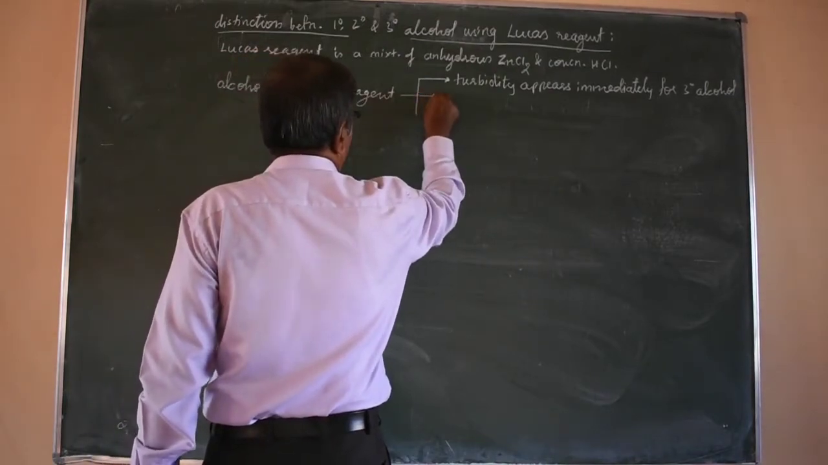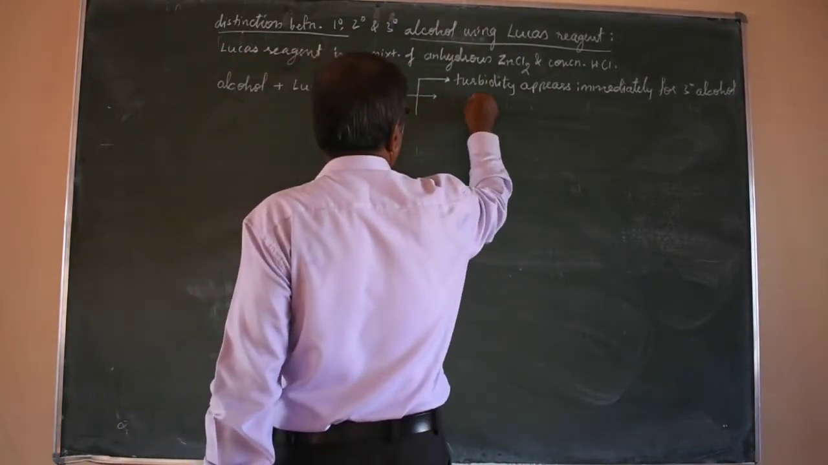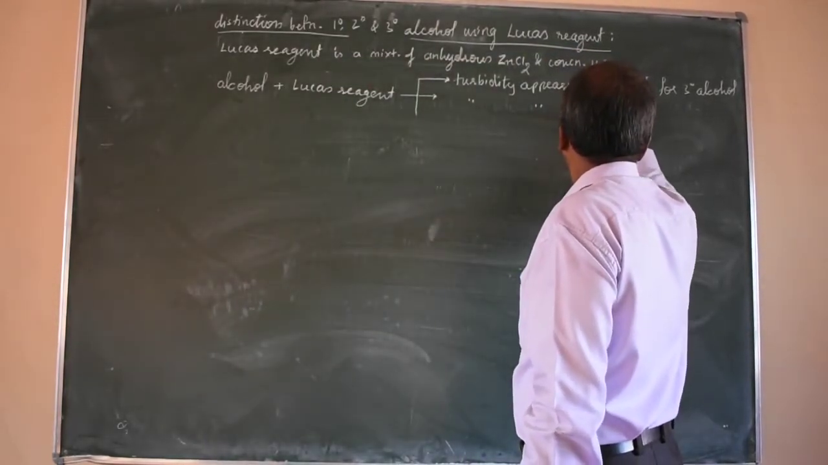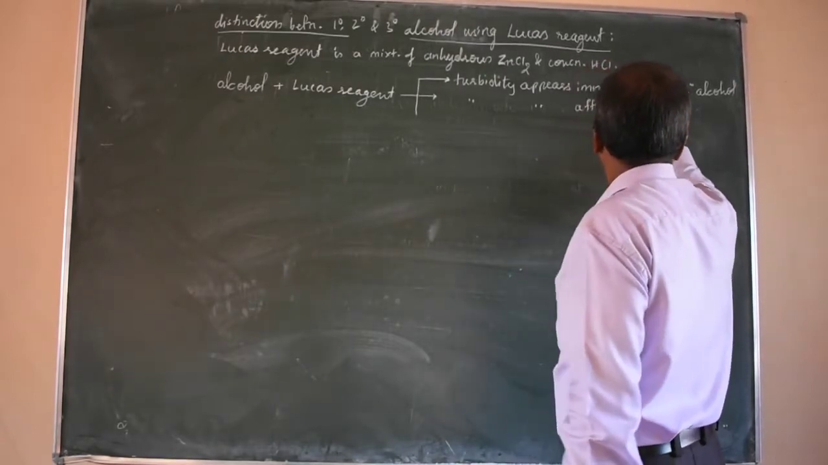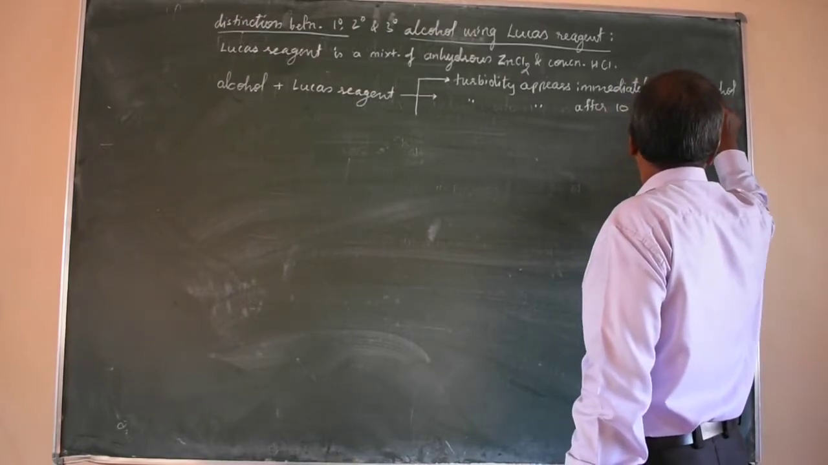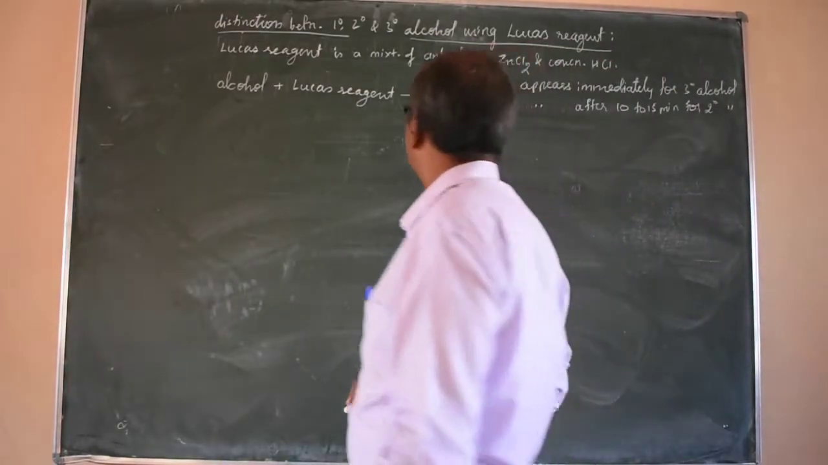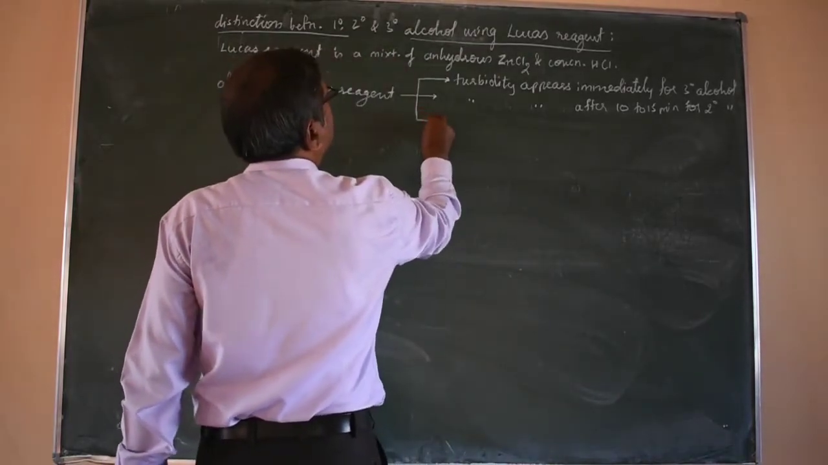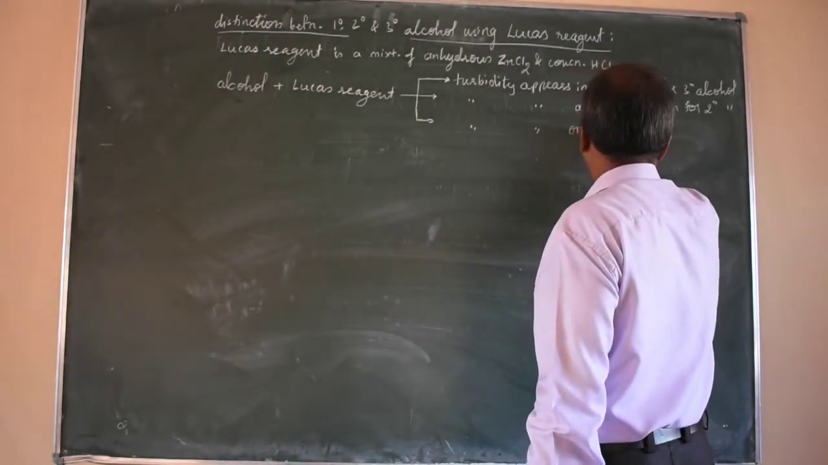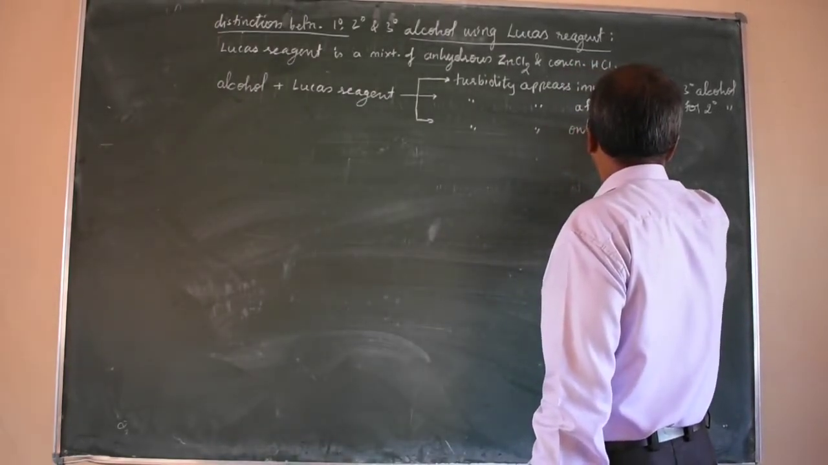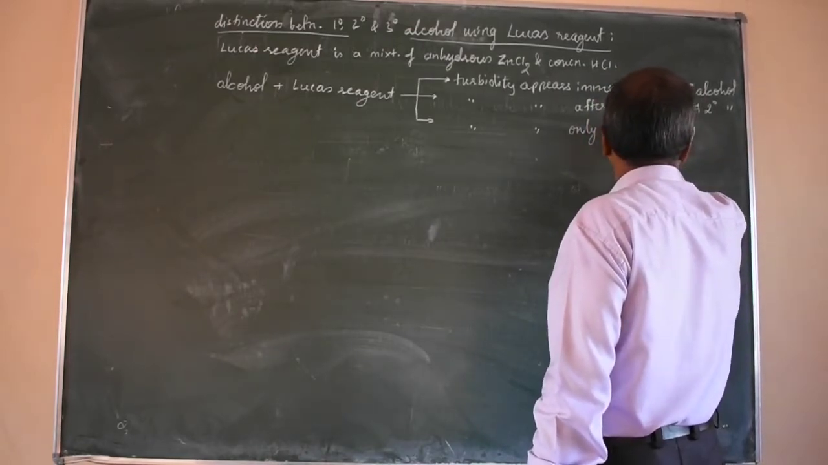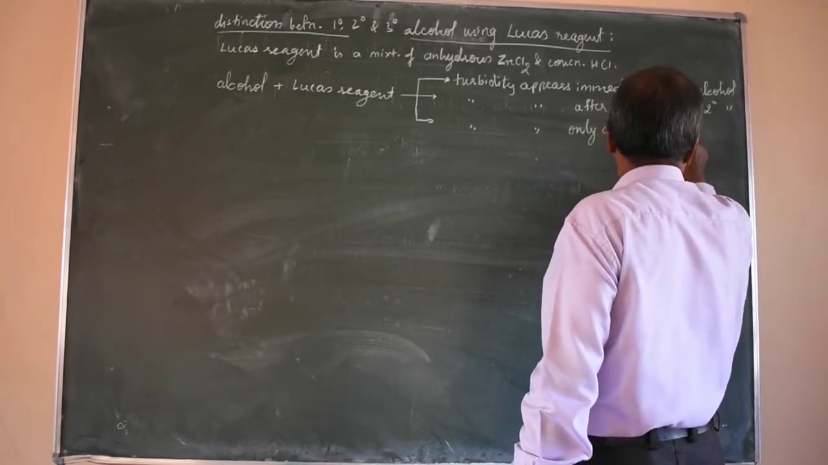Then turbidity appears after 10 to 15 minutes for 2 degree alcohol, and turbidity appears only after heating for 1 degree alcohol.